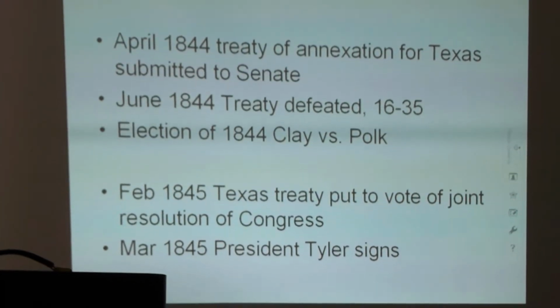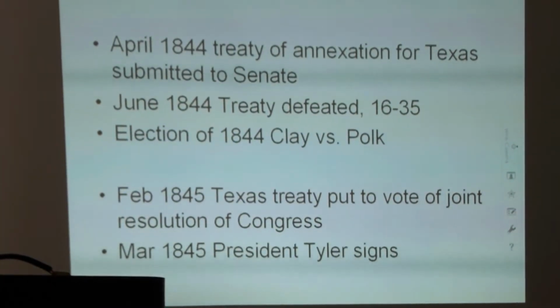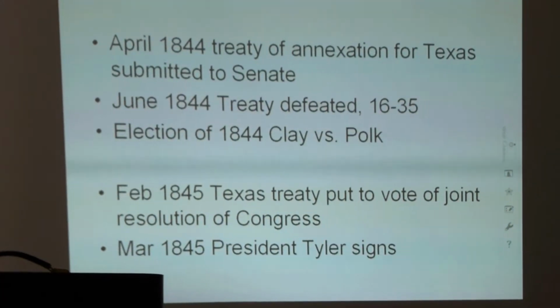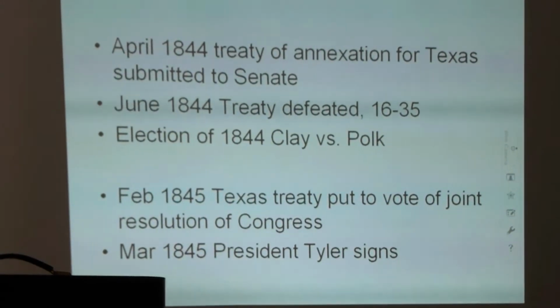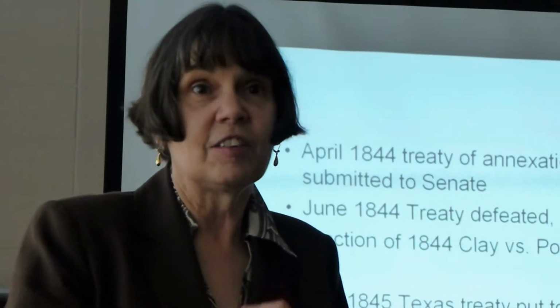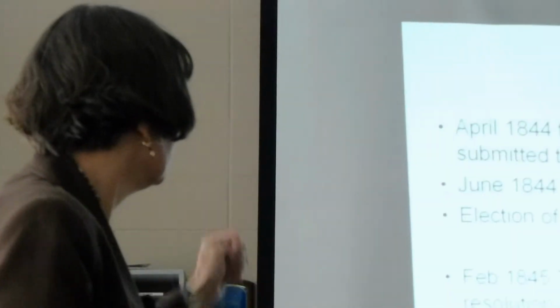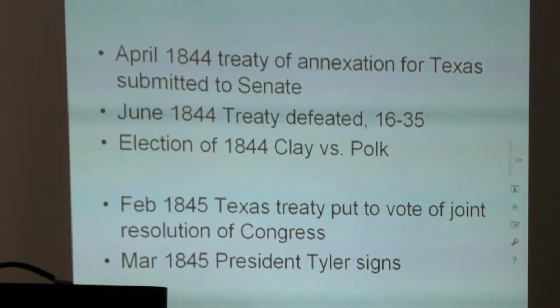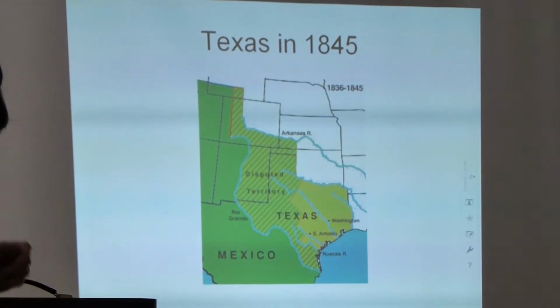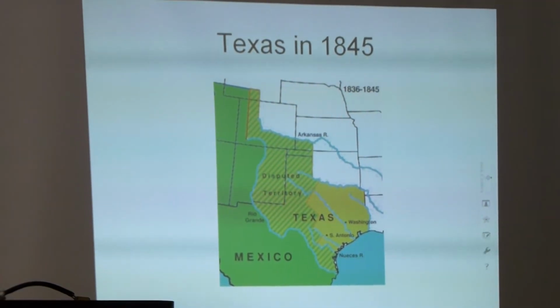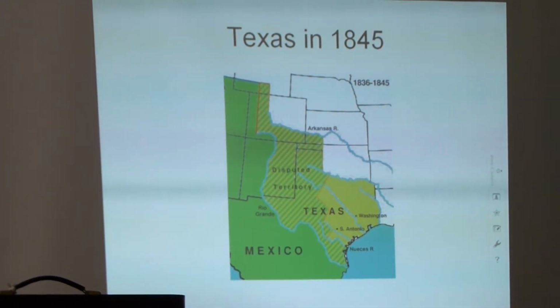Then in the fall of 1844, we have Clay versus Polk. It's a squeaker of a race, but Polk pulls it out in the end. So what we have is this treaty is put to both houses of Congress to gain a majority. And that it does. It squeaks through with a majority in February, and President Tyler signs this joint resolution of Congress annexing Texas. The striped part is what Texas thinks is Texas, Mexico thinks is Mexico, and the green part is what everyone agrees is Mexico.